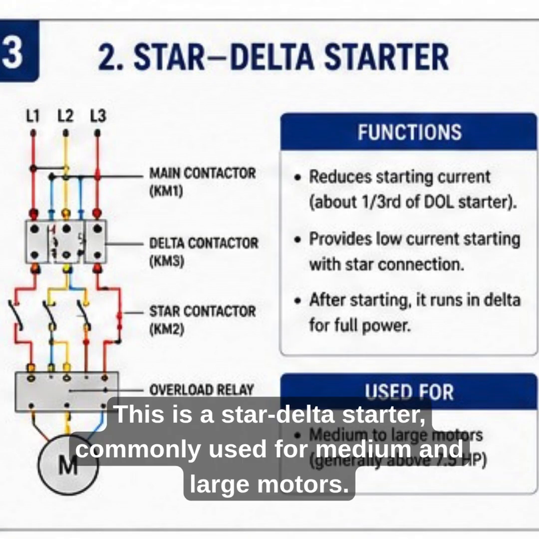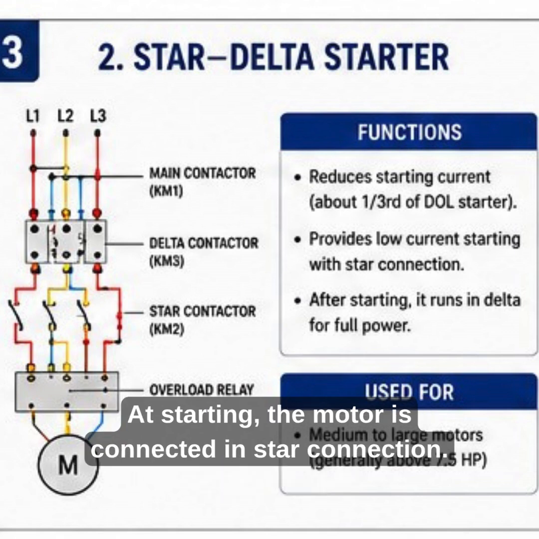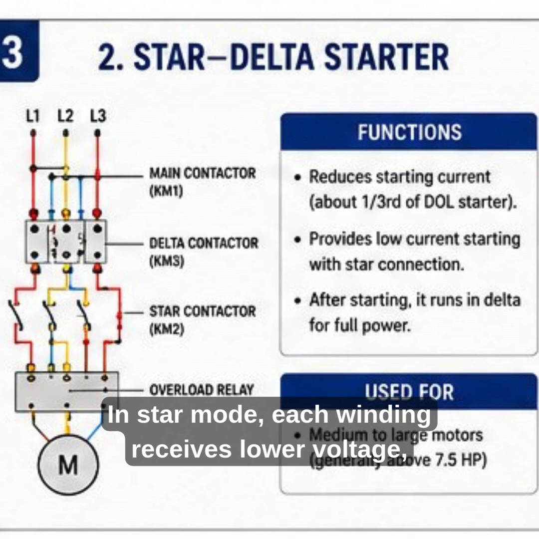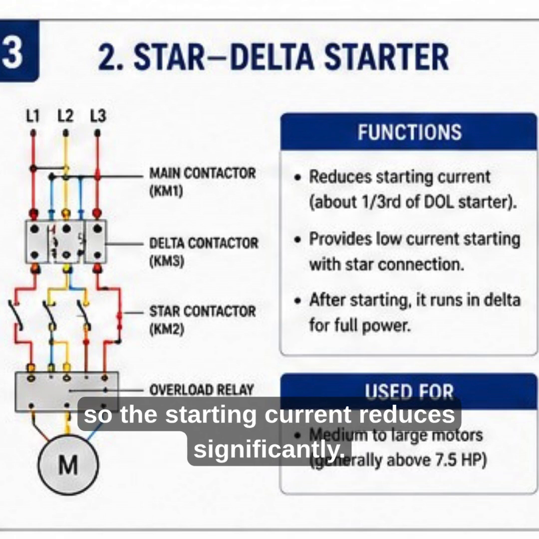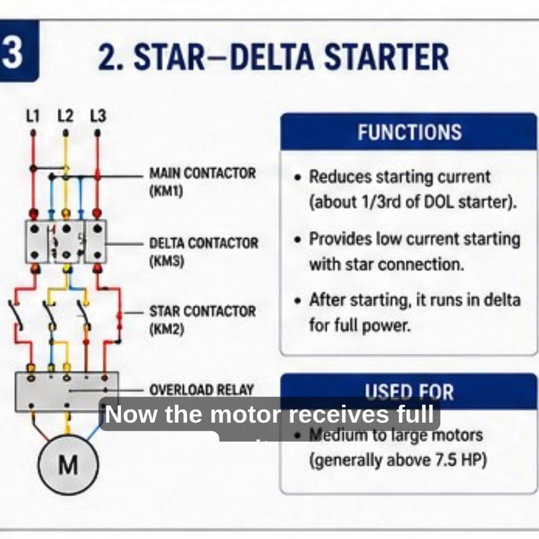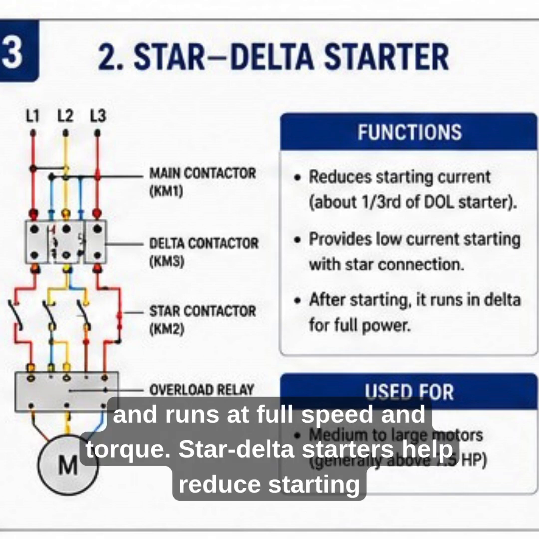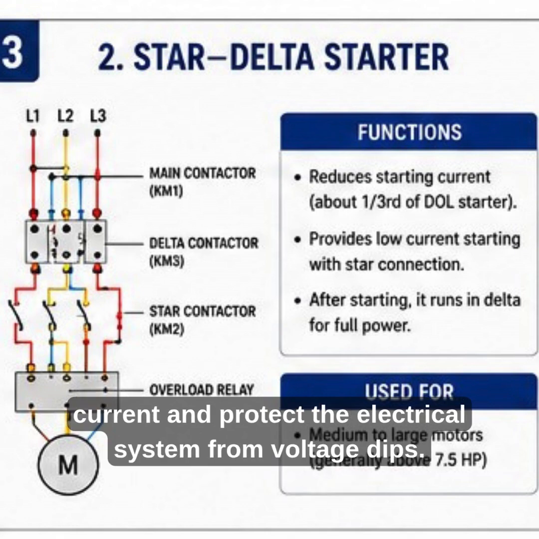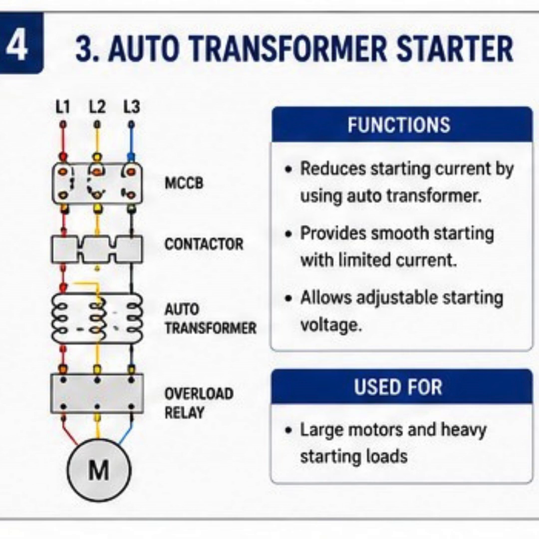This is a Star Delta Starter, commonly used for medium and large motors. At starting, the motor is connected in star connection. In star mode, each winding receives lower voltage, so the starting current reduces significantly. After a preset time, the starter automatically changes to delta connection. Now the motor receives full voltage and runs at full speed and torque. Star Delta starters help reduce starting current and protect the electrical system from voltage dips.